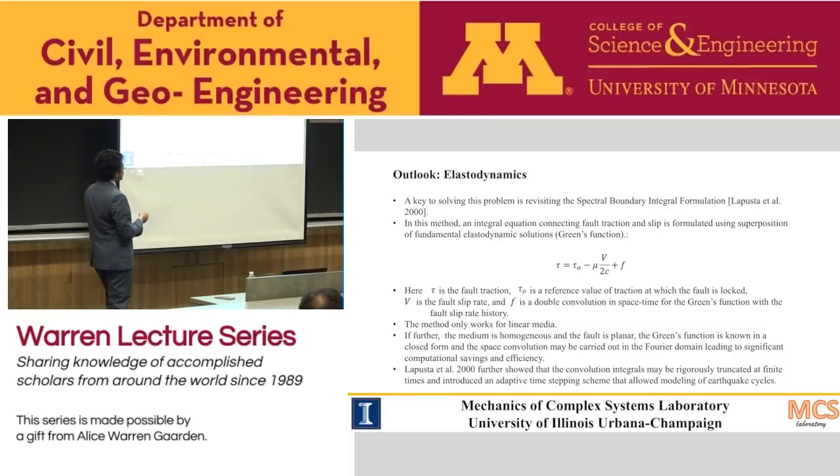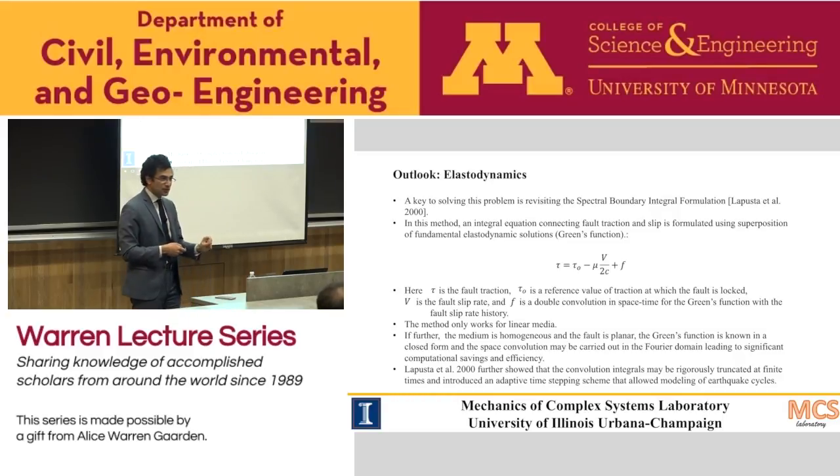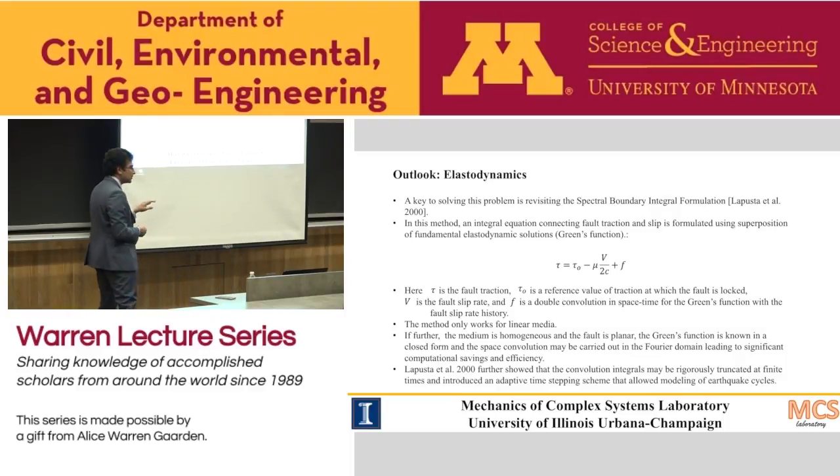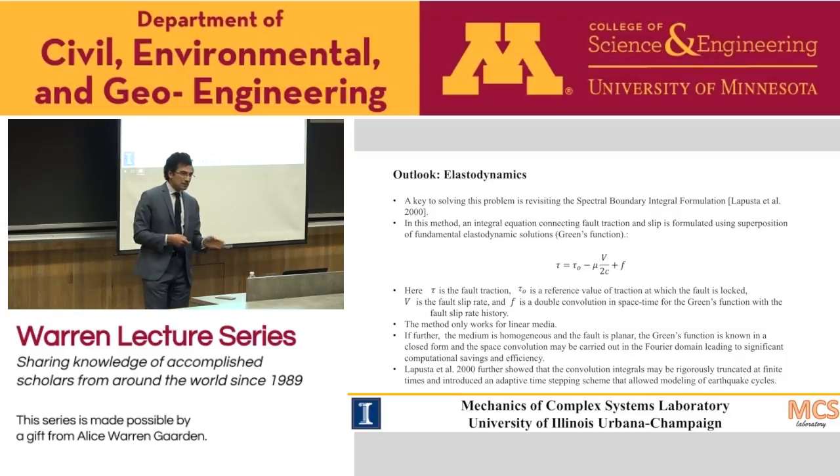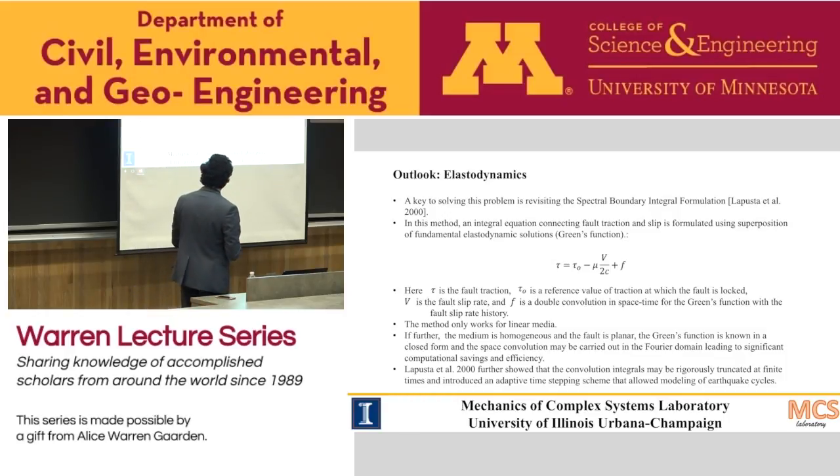But this method only works for linear media, but it has a very good advantage. If your medium is homogeneous and the fault is planar, then you actually know the analytical representation of the Green's function. And so you can transform your space-time convolution into the Fourier domain. So you change this non-local, integral formulation to be a local formulation in the Fourier domain, and thus the method becomes very computationally efficient. But it's only that efficient if you have a linear medium, homogeneous, and the fault is planar.